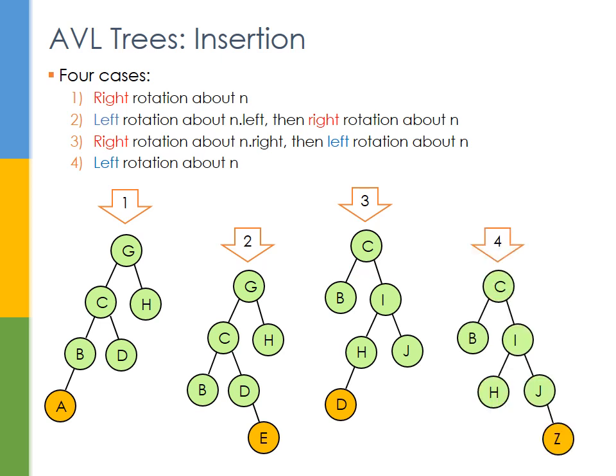Then finally, our 4th case is a mirror image of our first case. So over here, we then perform a simple left rotation about the node that has become unbalanced. So in other words, node C has become unbalanced, and we rotate node I left about node C.